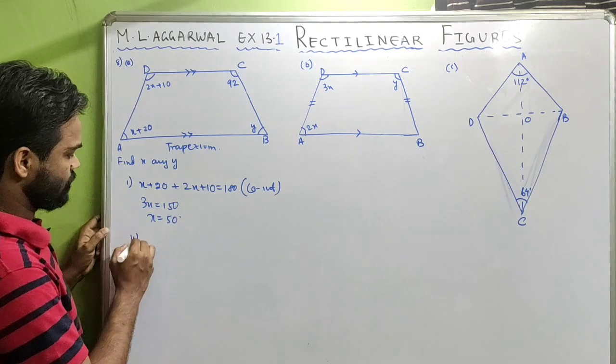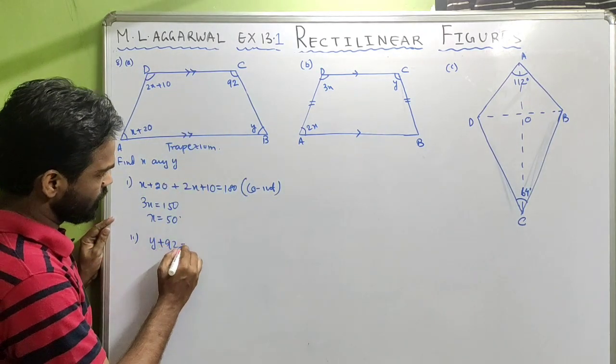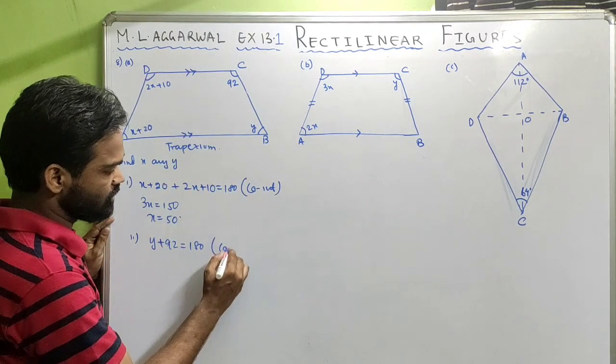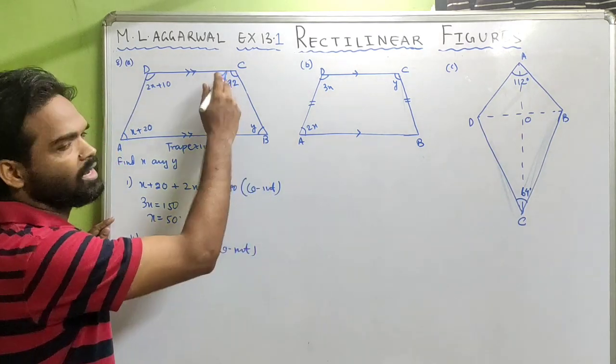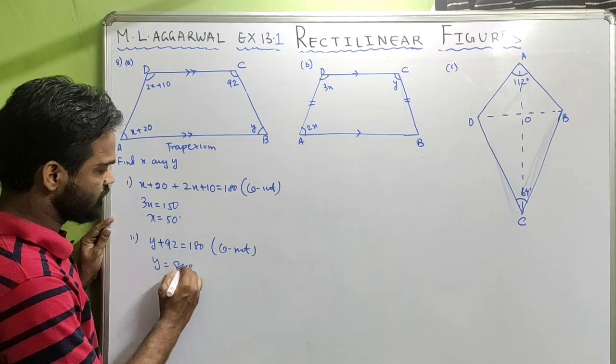Done. Similarly, y plus 92 is 180. They are co-interior. Look carefully, angle B and angle C. Okay, which means y equals 88 degrees.